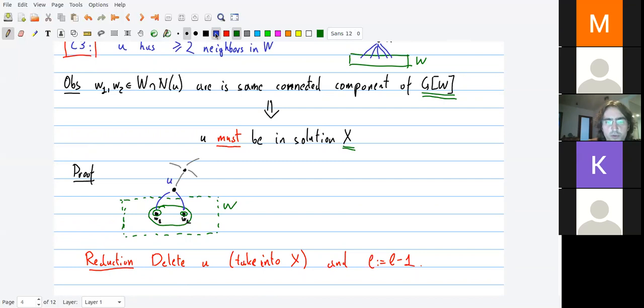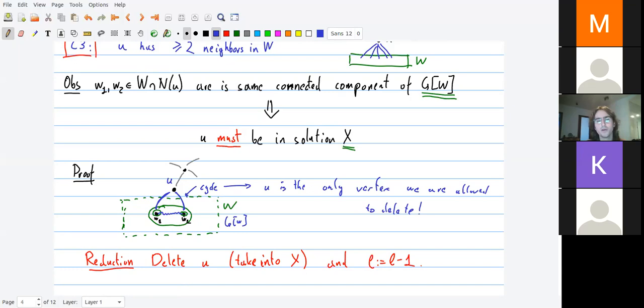You can see it on the picture. If W1 and W2 are in the same connected component of G[W], then I can find a path in G[W] between W1 and W2. And this path, together with those two edges through U, forms a cycle. And on this cycle, U is the only vertex we are allowed to delete, because vertices from W are not allowed to be deleted. So if I want to make a feedback vertex set, I need to delete U.